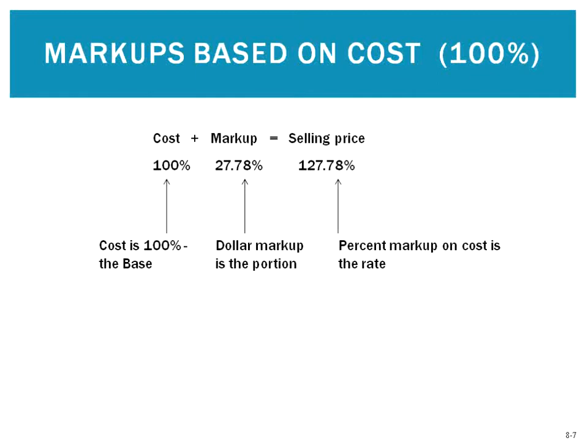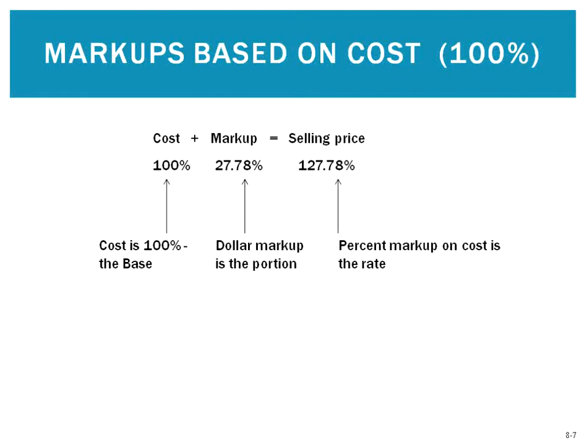So our cost is 100%. That's our base. Our markup is the portion, that's the one on top. So you have your portion, base, and rate, and our cost is the base, our markup is the portion, the dollar markup is the portion, and the percent markup is the rate. Okay, so your selling price is completely different altogether.